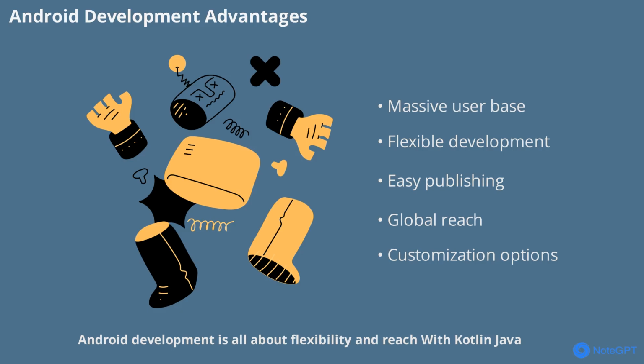Android development is all about flexibility and reach. With Kotlin, Java, and Android Studio, developers can build apps for thousands of device types. Android's massive user base means your app can reach people all over the world. Publishing is easier and customization options are plentiful. This makes Android a great choice for apps that need to adapt to different markets and user needs.